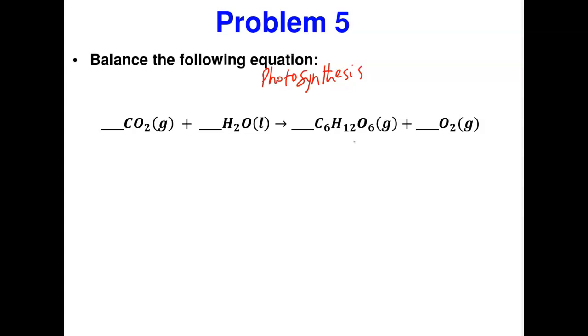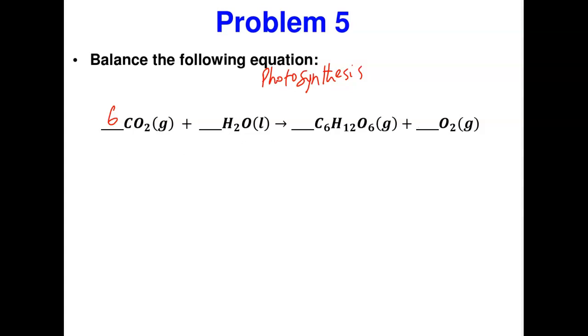Now this is going to still work just like the last one. Let's try it and see what happens here. Again, let's start on both sides. You see here, carbon is 6 here, carbon is 1 here. To make it equal, I'm going to put 6 here. If I put 6 here, now my carbon is balanced.